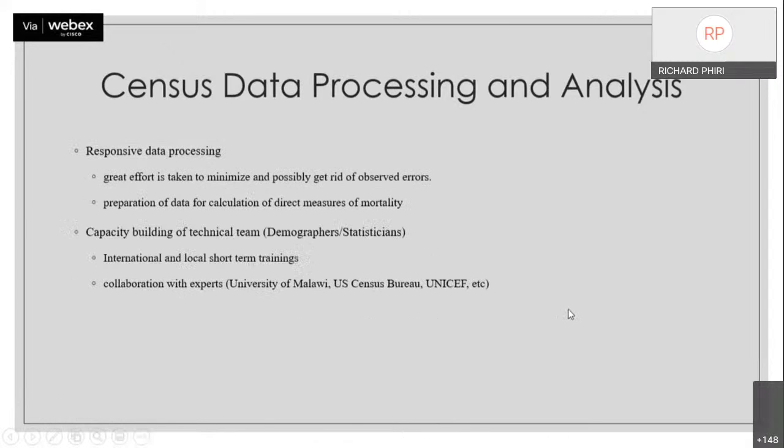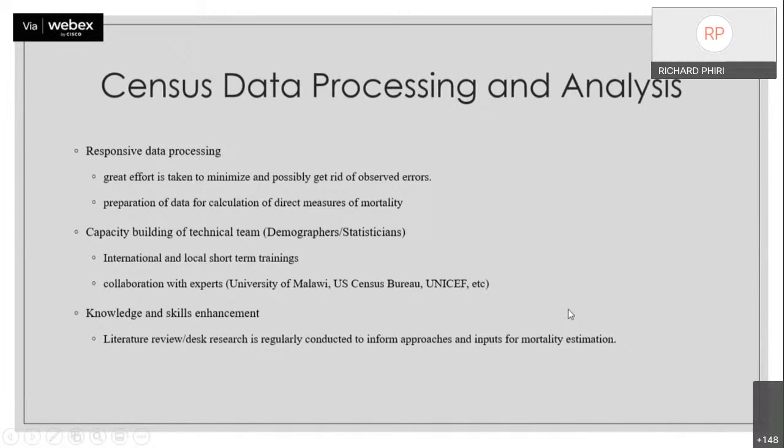So from this we try to process the data. Like you are all aware, the errors tend to vary. So our data processing is responsive in nature, so that we go through the data to understand what is there, and in response to what is there, we do data processing. So there is great effort to minimize and possibly get rid of errors.